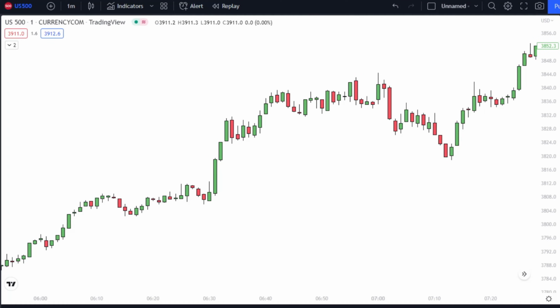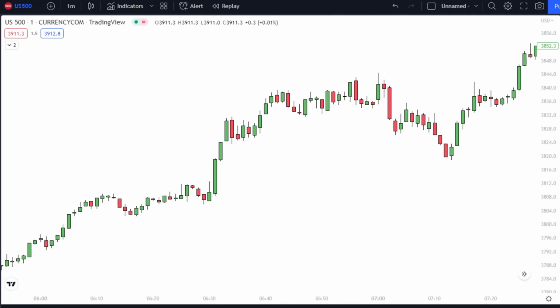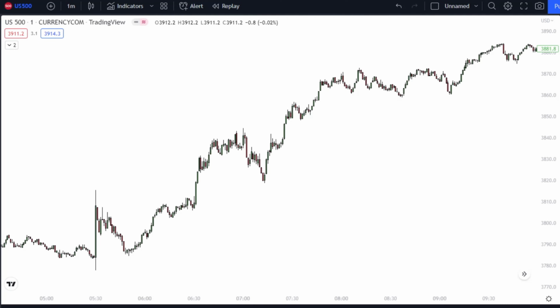For those who are unfamiliar with scalping, it's basically a trade that lasts anywhere from a few seconds to a few minutes. A day trade can be any time hold during the intraday period, but a scalp is typically never held more than 5 to 10 minutes. So with that said, let's get right into the video.